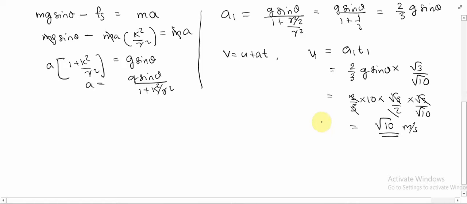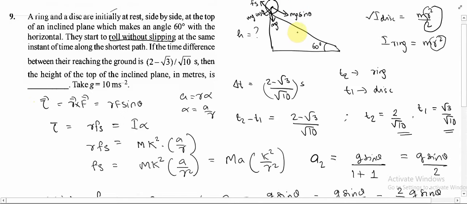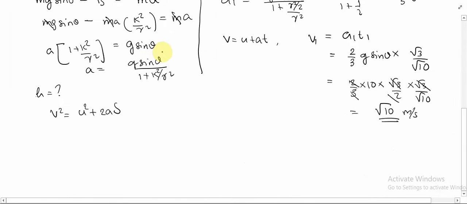Now our aim is to find the height h. So using the third equation of motion, that is v square is equal to u square plus 2as, we can find the height h. Here s is the distance covered along the inclined plane. So we can write h is equal to s sin theta. If you resolve s into two components, this will be s cos theta, and this height will be s sin theta. So this height is given by s sin theta. So we have to substitute that here.